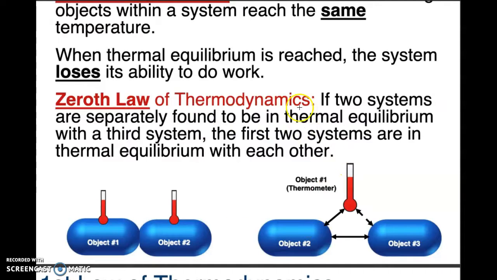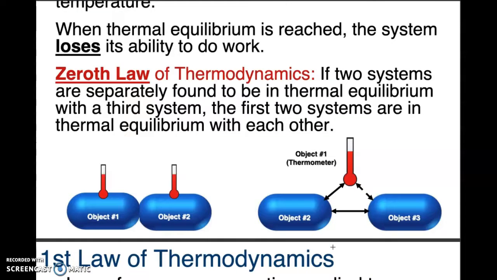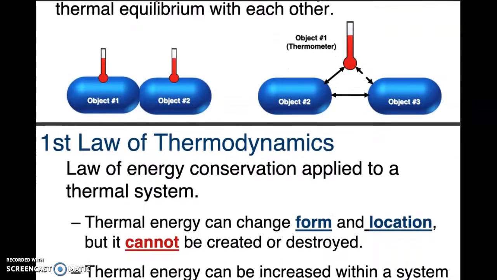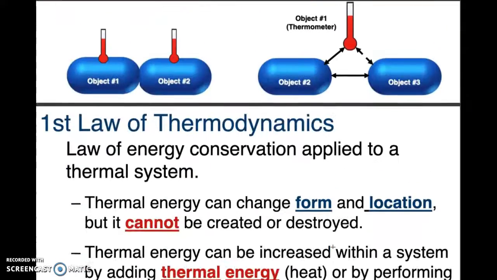This says if this guy's equal to that one and this guy's equal to that one, then they must be equal to each other. It's kind of like in math class. It's the transitive property. If A equals B and B equals C, then A equals C. So that's the zeroth law.